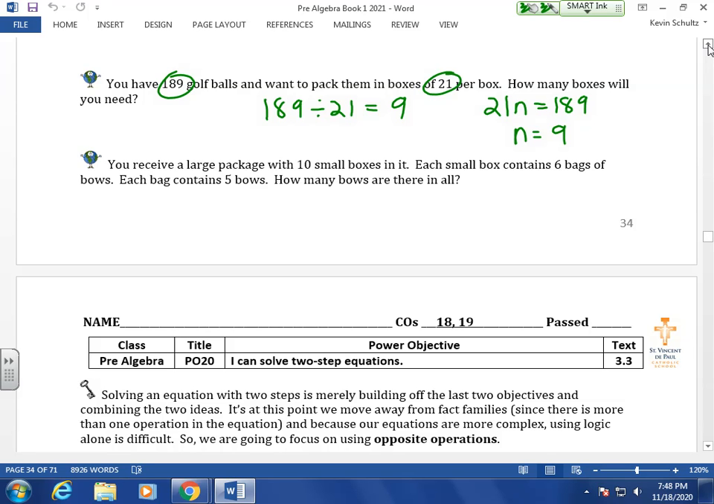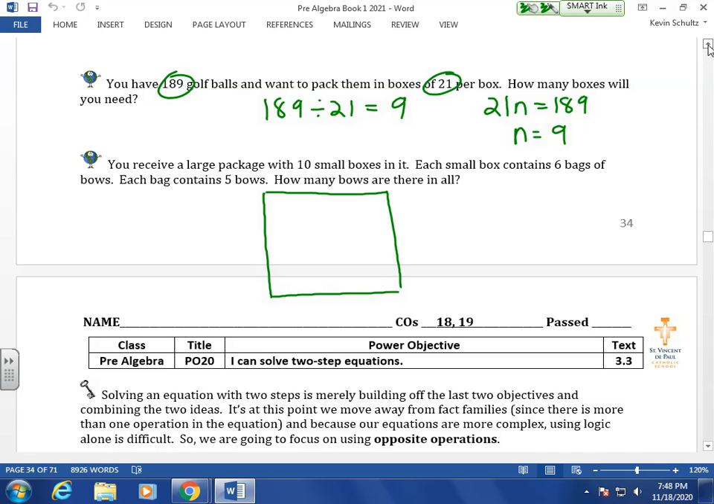The next one, you receive a large package with 10 small boxes in it. Each small box contains 6 bags of bows. Each bag contains 5 bows. Oh my goodness. How many bows are there in all? So this one might be better drawn as a picture. You don't always have to use an equation to solve math stuff.